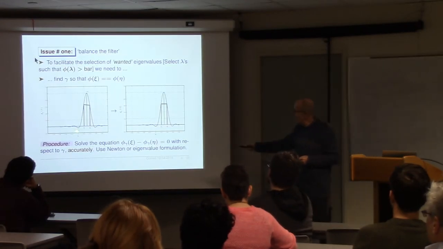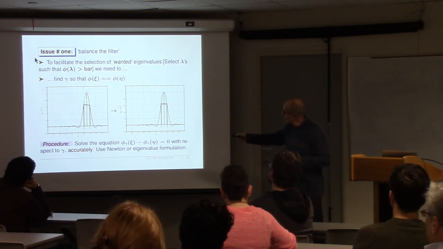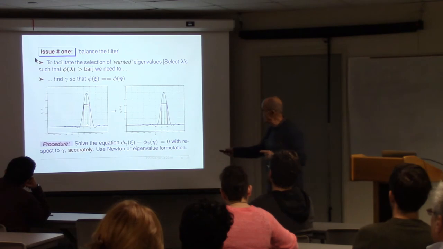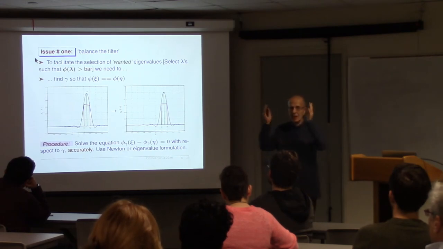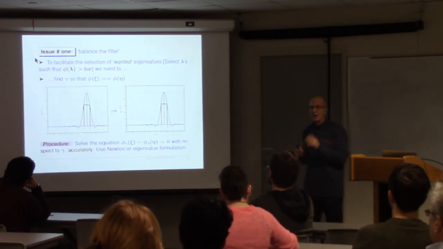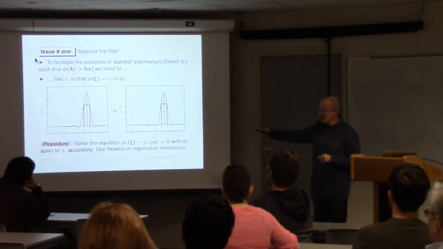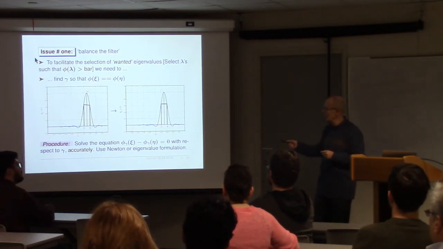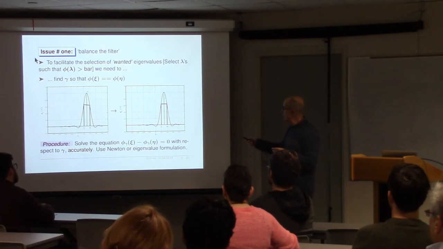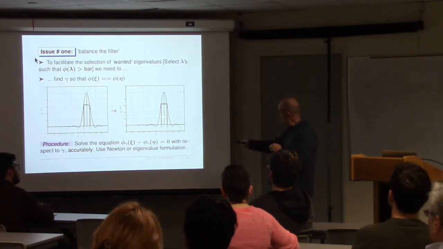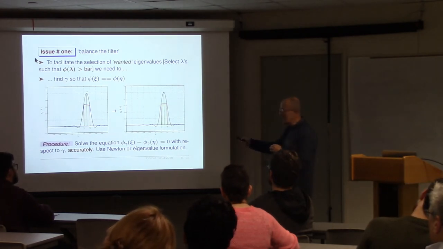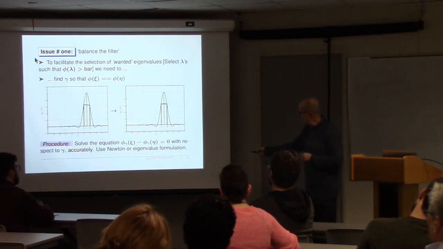Gamma is the point where the delta function is centered. If I want gamma to be in the middle of the interval, that's the first thing you think about, but that doesn't work. It gives you something like that, which is very easy to see. So what we do is move gamma to some place so that it is balanced. That's the first thing to do, and you solve this equation.